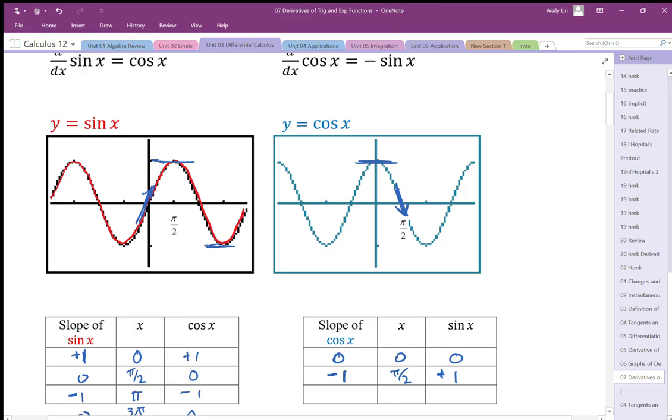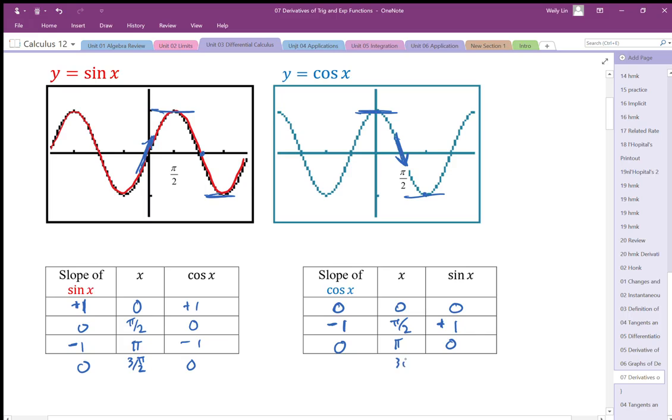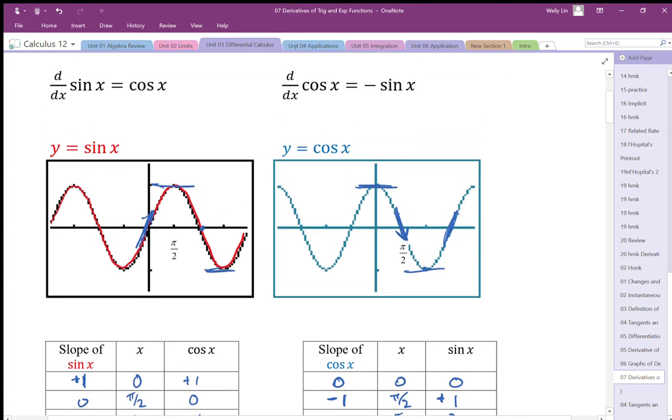So again, I hit the pi value. I have a 0 slope at pi. I have a 0 y coordinate there. All very consistent. Move on to 3 pi over 2. At 3 pi over 2, if the sine is negative 1, that must be a slope of positive 1. And at 3 pi over 2, I have a y coordinate of the opposite of positive 1, or negative 1, which again confirms what I'm saying here.